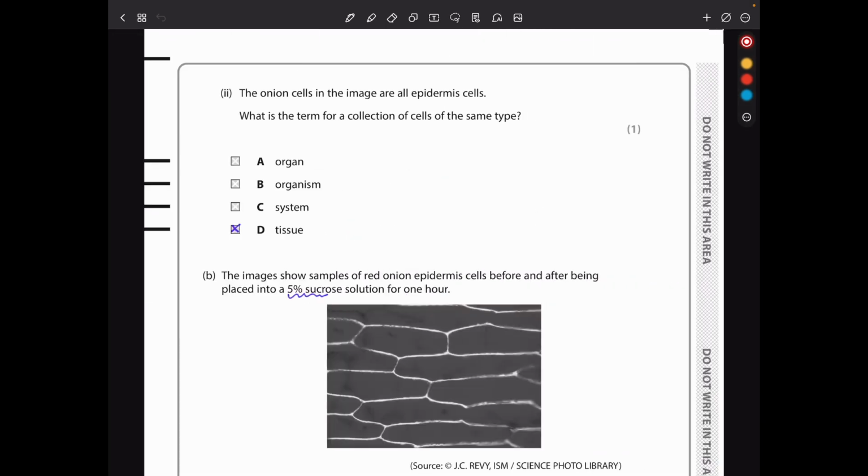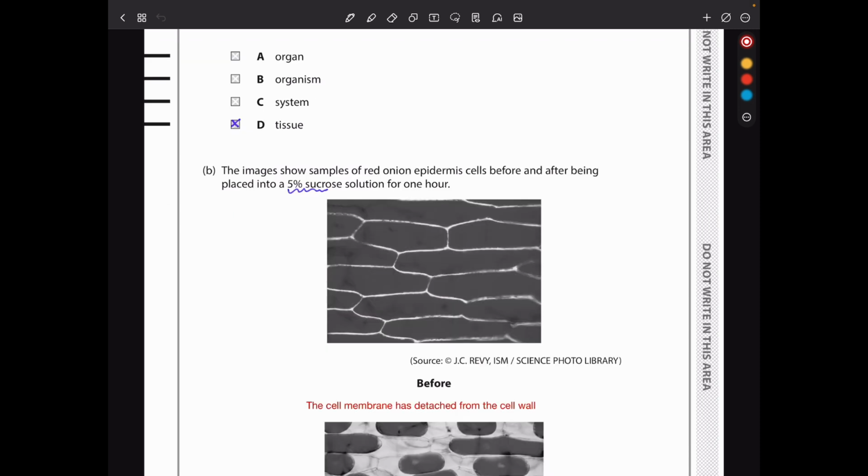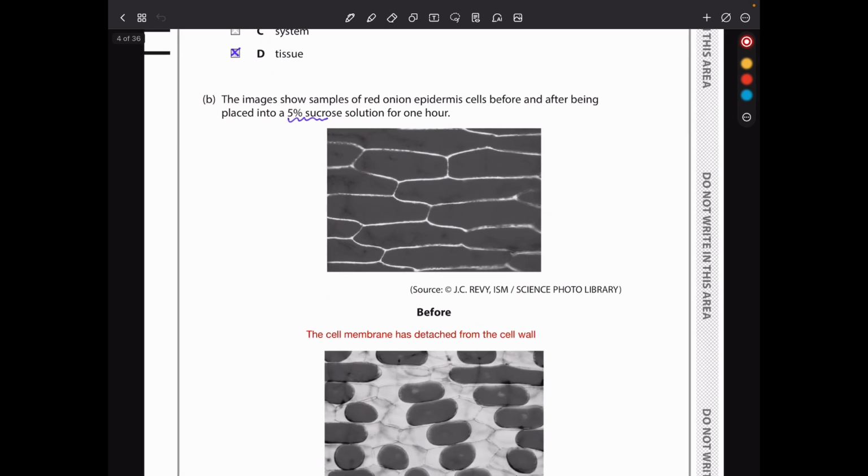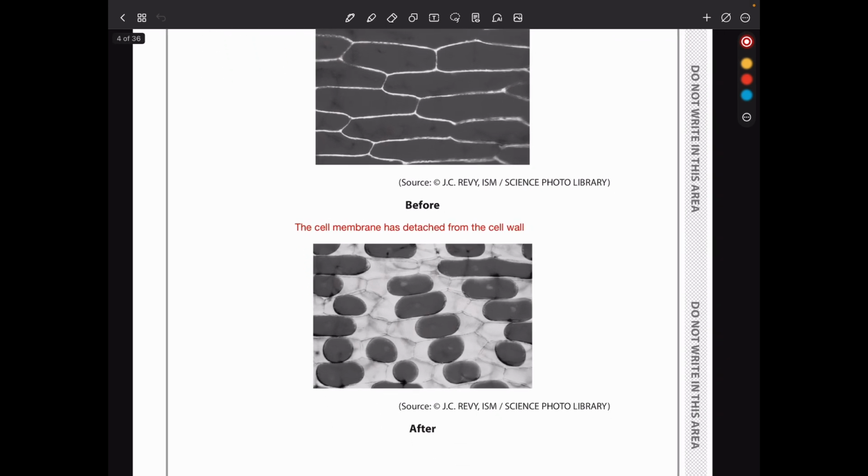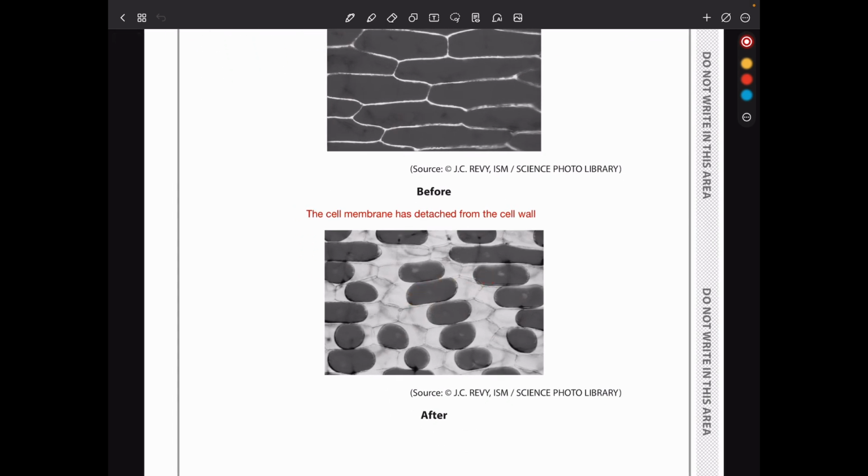Next, they say the onion cells in the image are all epidermis cells. What is the term for a collection of cells of the same type? That is a tissue. Then they say the images show samples of red onion epidermis cells before and after being placed into a 5% sucrose solution for 1 hour. So if the cells are placed in this solution, it means they're going to lose water because this is more concentrated than the cytoplasm. And here we can see the cell membrane has detached from the cell wall as a result of water being lost out of the cell.